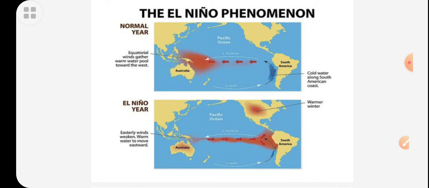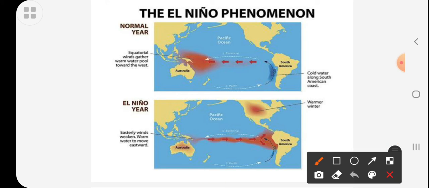The El Nino phenomenon, how does it happen? You see the El Nino phenomenon. What is that? Equatorial winds gather a warm water pool towards the west, and cold water along the American coast, this you can understand. So this is from the west side, this is from the east side. Then the El Nino year: in an El Nino year, easterly winds weaken and warmer water moves eastwards.